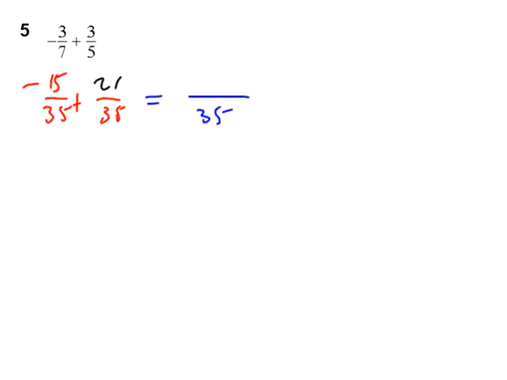denominator and add your numerators. So negative 15 plus 21, which is 6/35. And 6 over 35 is in lowest terms because the only things that are divisible into 6 are 3, 2 and 6, none of which are factors of 35, so that is lowest terms.